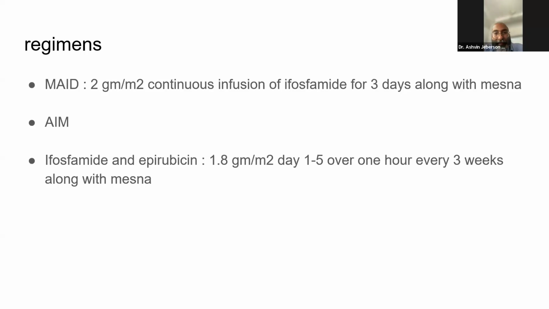So these are the various regimens which we use in sarcoma. One is the most common, which is the ifosfamide and epirubicin, which is 1.8 gram per meter square, day 1 to day 5 over 1 hour every 3 weeks, along with mesna.